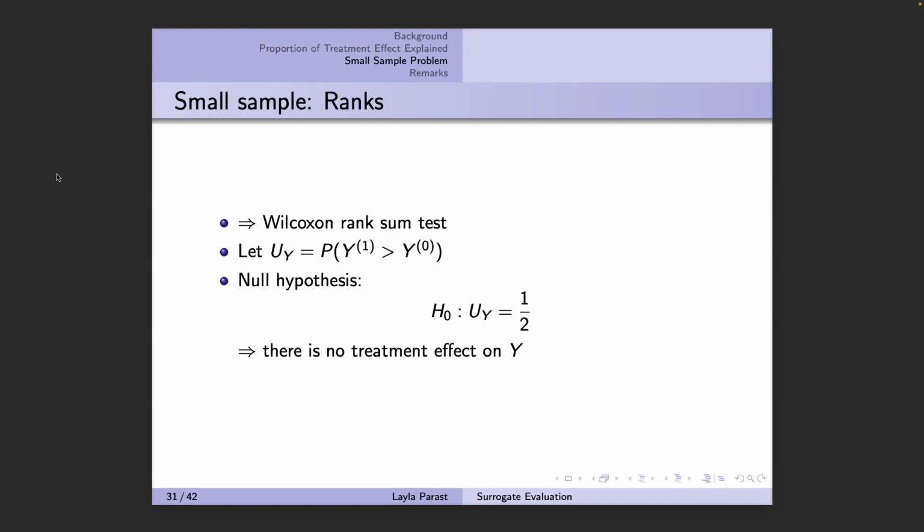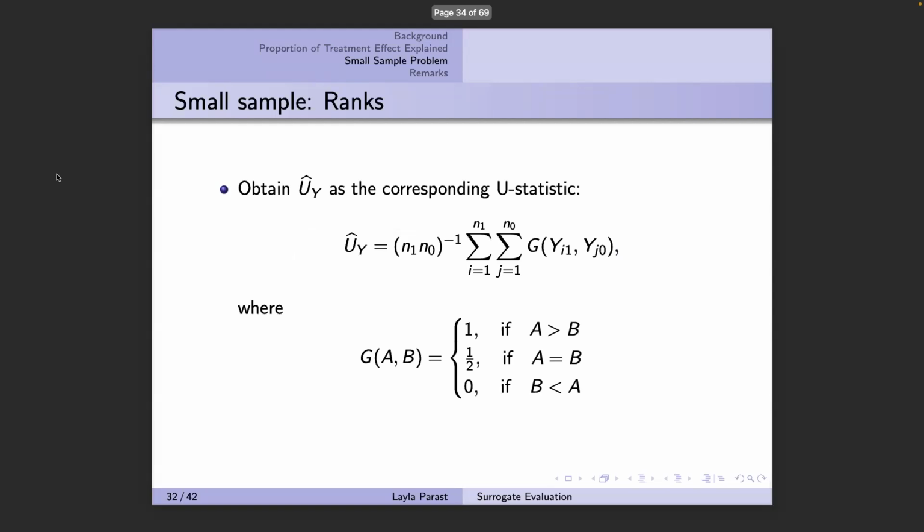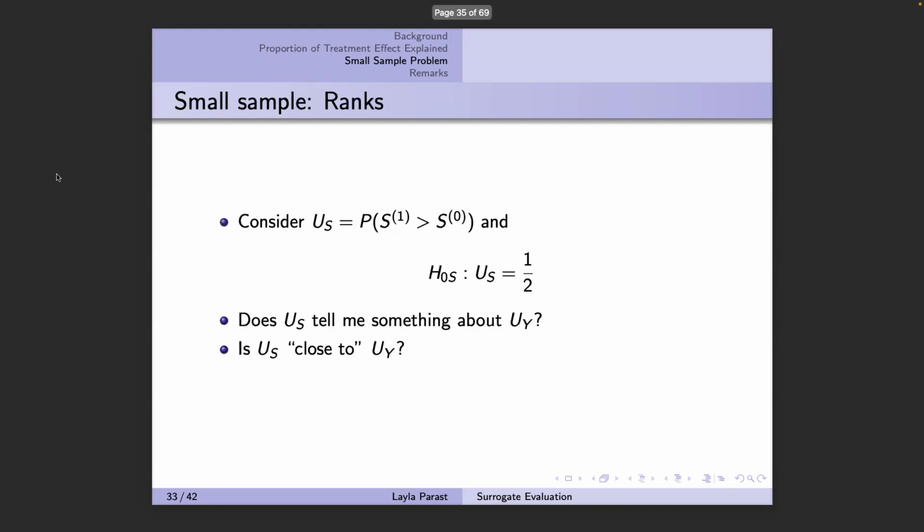So I thought about basically defining our treatment effect quantity. I'm not talking about deltas anymore, right? I'm going to define my treatment effect quantity as the probability that Y1 is greater than Y0. So my null hypothesis of no treatment effect on Y is that U_Y is equal to half. I'm just going to estimate this with my U statistic, right? Should look very familiar. And then I'm also going to consider doing all the same stuff with the S's.